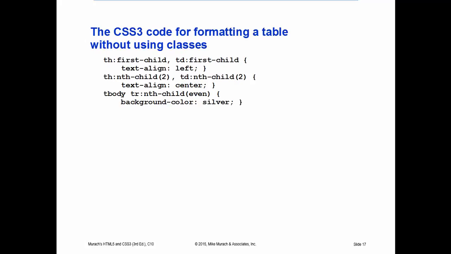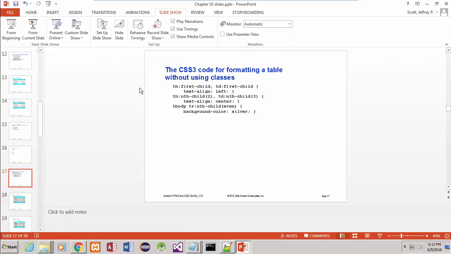So we could have formatted that table like this, without using classes, but used it like this. These are the CSS3 structural pseudo classes that allow you to format a table without using classes or IDs. And to many, this is the way it should be done today. So let's do this.